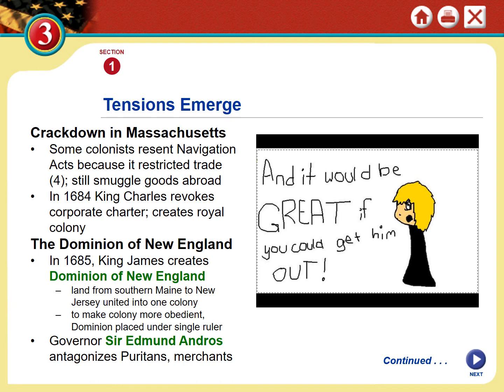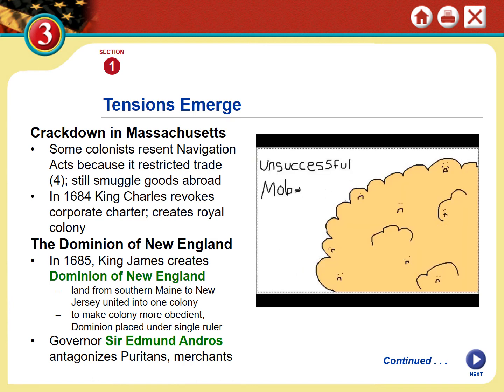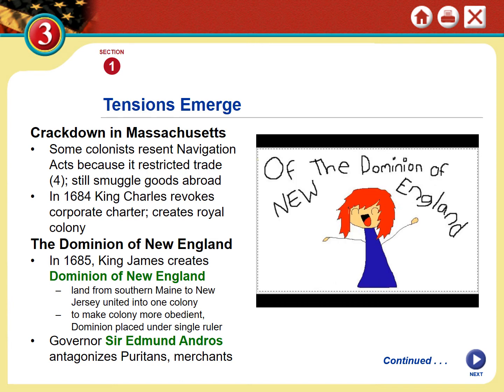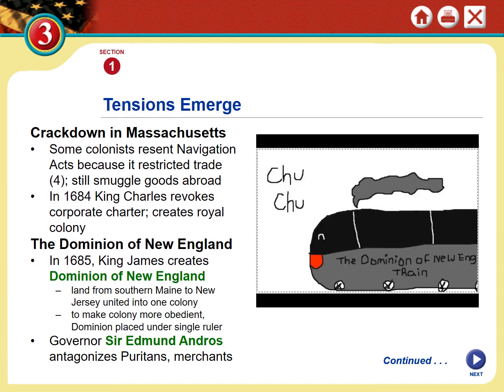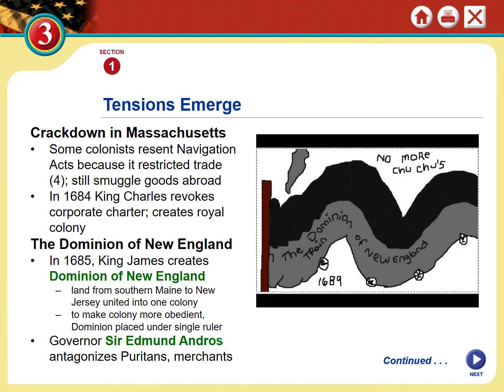And so all of this smuggling in 1684 led King Charles of England to revoke the corporate charter, meaning this idea of salutary neglect or self-government. The king said, no, I'm going to start cracking down and making sure these smugglers are not cheating England out of their goods. And so in 1685, King James created what was called the Dominion of New England.